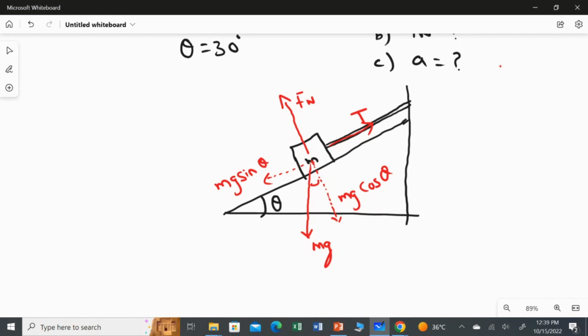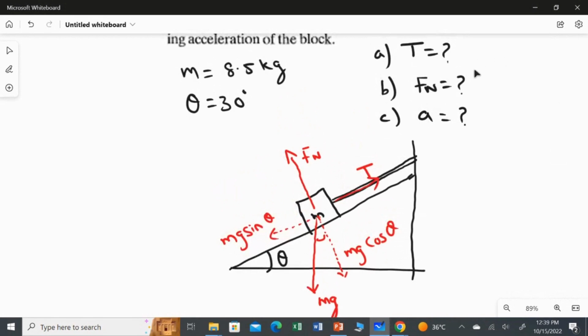So why did I draw the free body diagram? Because especially in this chapter, you are going to get all the answers by using the force equations, which we get from the free body diagram. If your free body diagram is correct, then the equations you frame will be correct. So you should be very, very careful while you draw the free body diagram. We are going to find the tension. So this is the tension.